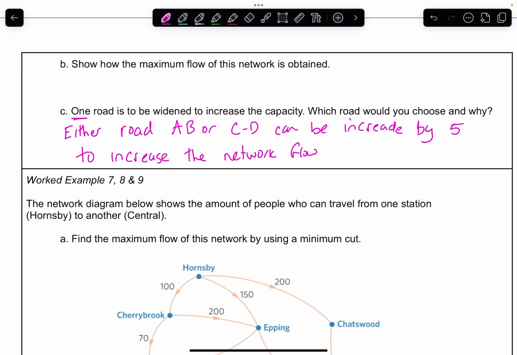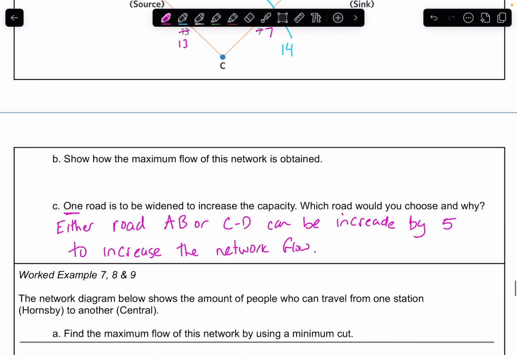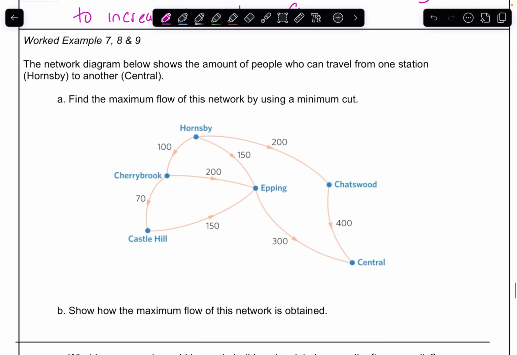Okay, so with these ones, we're looking at what's going on and how can we increase that flow to use maximum capacities. Okay, let's try it again. The network diagram below shows the amount of people who can travel from one station, Hornsby, to another, Central. So that means Hornsby is our source and this one is our sink. Okay, that's the direction we're going. Find the maximum flow of this network using a minimum cut. Now this one's a tricky minimum cut because there's a lot going on here. So let's see if we can work out our minimum cut.